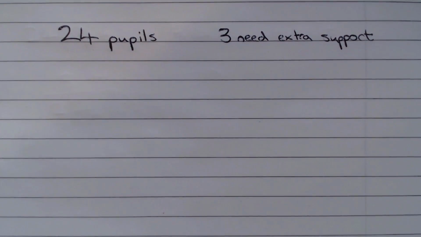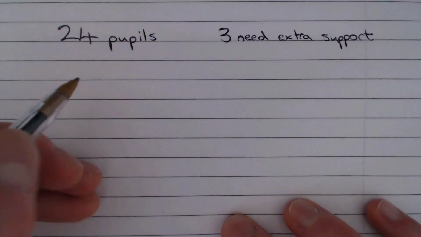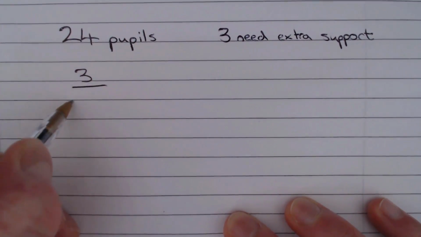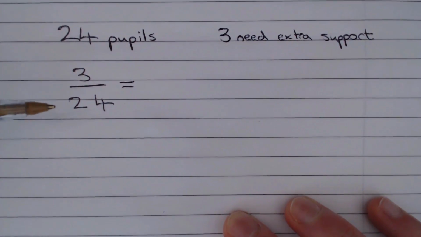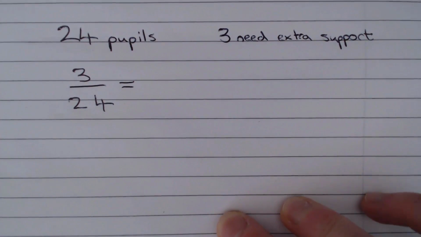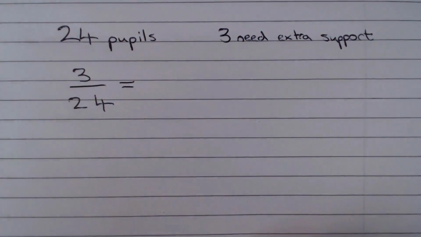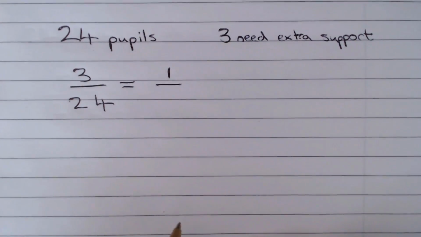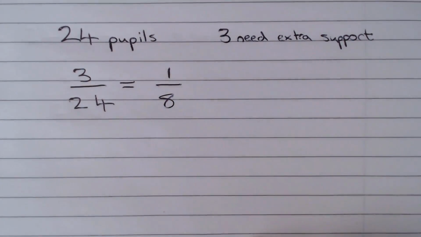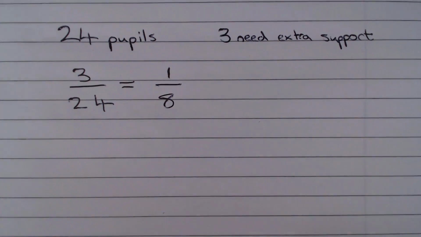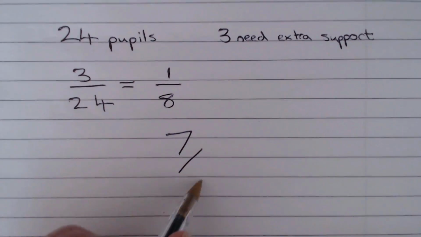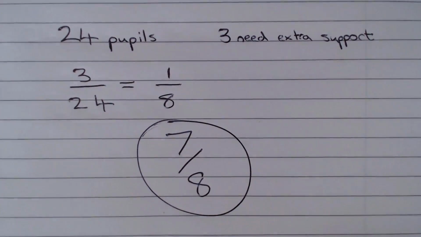Well, I think in this question it's probably easier to first find the fraction that do need extra support. So the fraction is 3 out of 24, and we just need to reduce this. Well, notice 3 and 24 are both multiples of 3, so we can divide both the top and bottom by 3. And 3 divided by 3 gives us 1, 24 divided by 3 gives us 8. So if 1/8 of the class needs extra support, that means that 7/8 of the class do not need extra support.